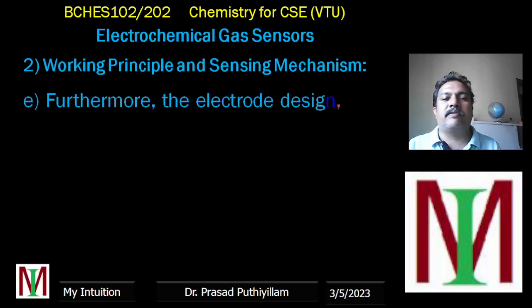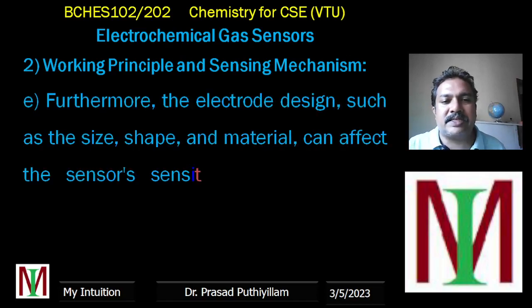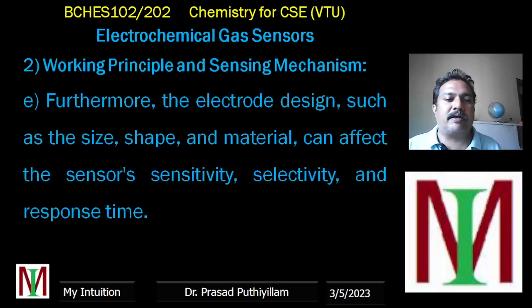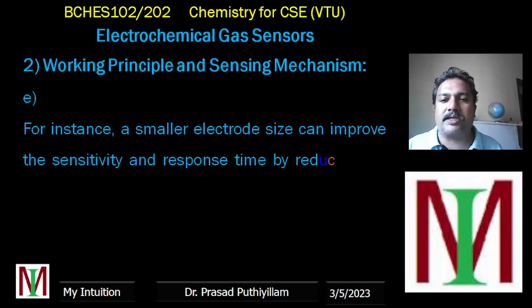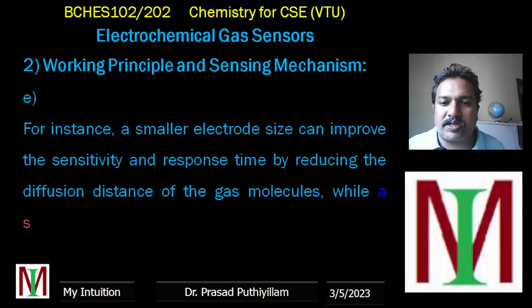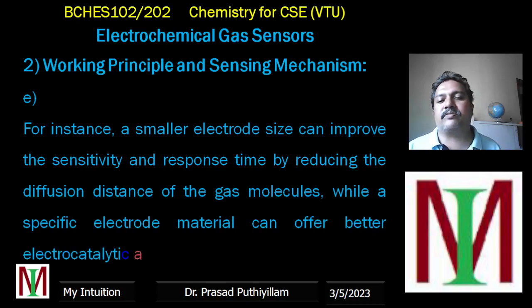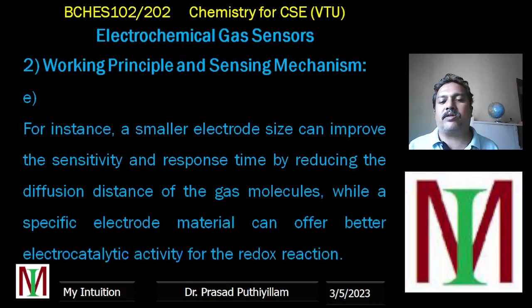Furthermore, the electrode design, such as the size, shape, and material, can affect the sensor sensitivity, selectivity, and response time. Already explained it. For instance, smaller electrode size can improve the sensitivity and response time by reducing the diffusion distance of the gas molecule, while a specific electrode material can offer better electrocatalytic activity for the redox reaction. So, catalytic activity, we know, means speeding up the reaction. Catalysts are used; they have electrocatalytic activity.